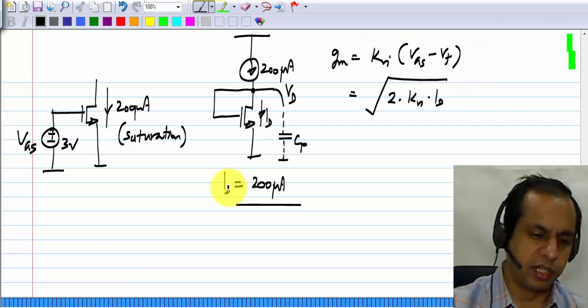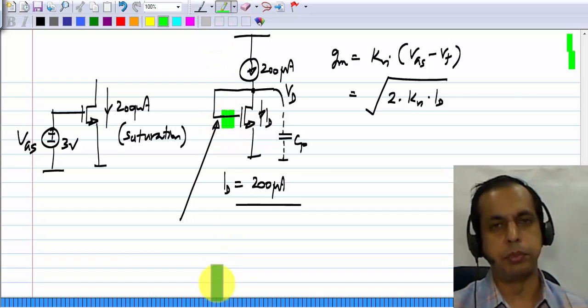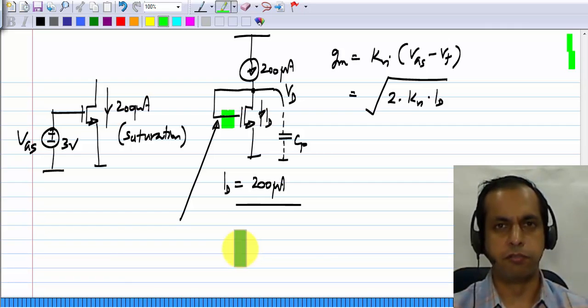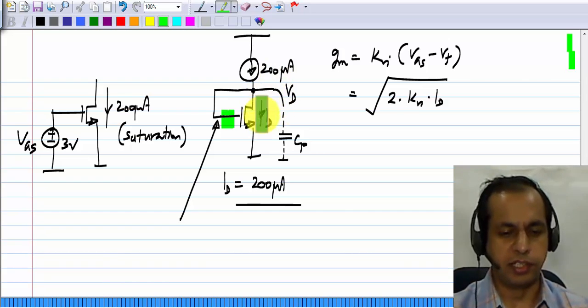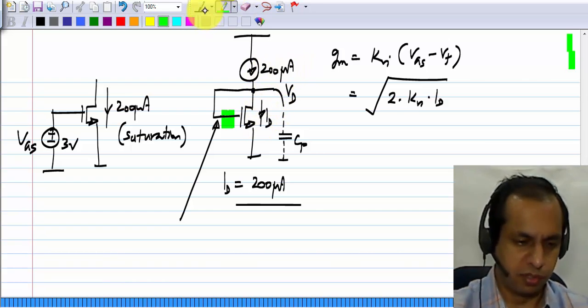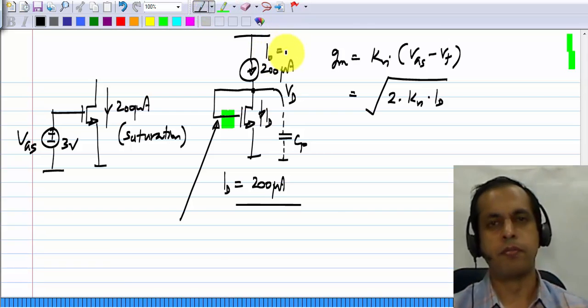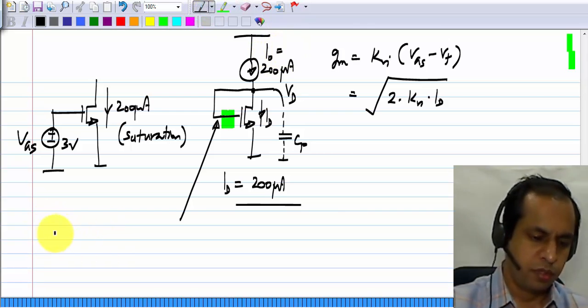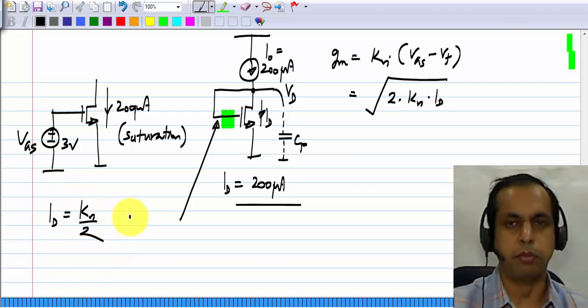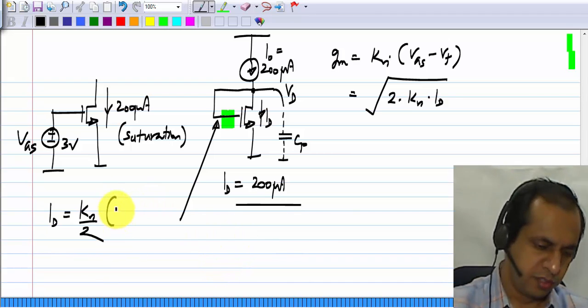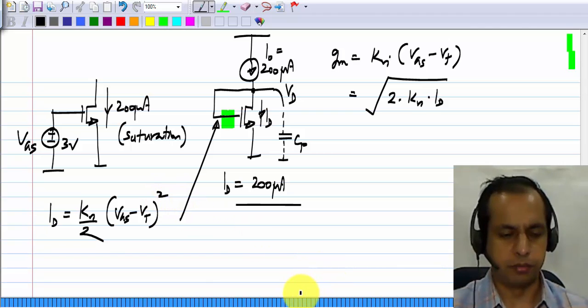We can also understand that by examining this voltage. What should this voltage be? I suggest that you calculate it by yourself and then compare it to what I have. The way you calculate it is by recognizing that in steady state, ID has to be equal to 200 microamperes, or I0 in general. We also know that if it is in saturation, ID will be Kn by 2, where Kn, by the way, is mu Cox W by L, times VGS minus VT squared.